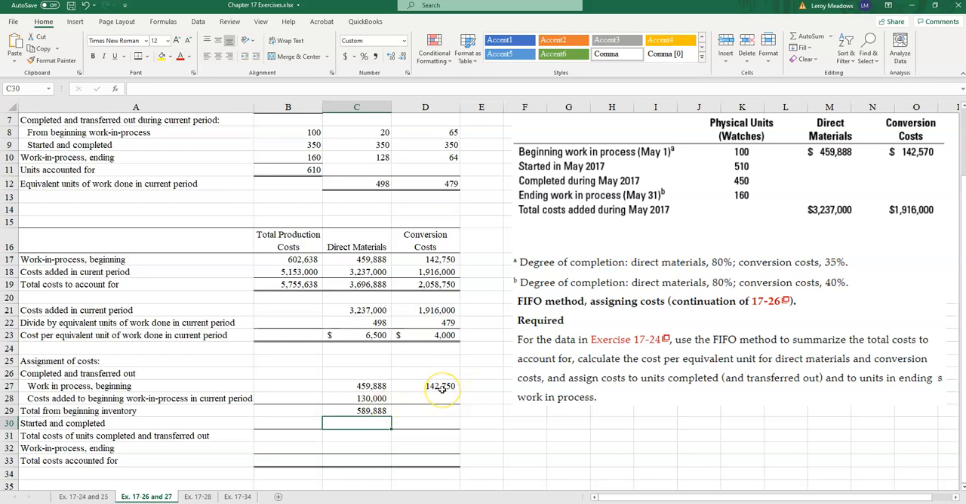Now let's look at conversion costs. Did I do any conversion work this period on beginning inventory? Yes, I did. I did 6,500 equivalent units of work done to beginning inventory to make those complete. So I'm going to take my cost per equivalent unit of $4,000 for conversion costs and multiply that by the equivalent units of work I did to beginning inventory to finish them off and make them complete. And I did $260,000 worth of work.